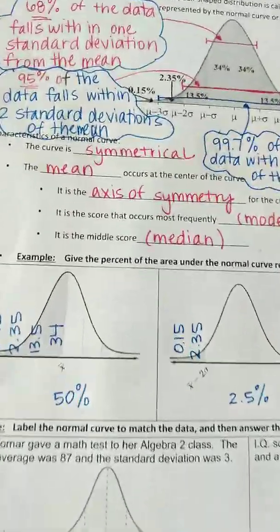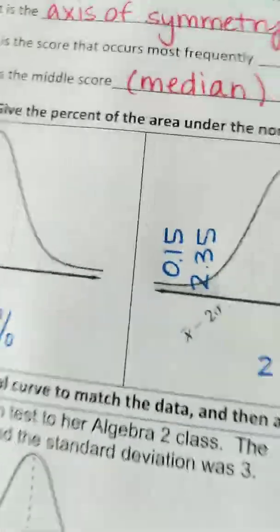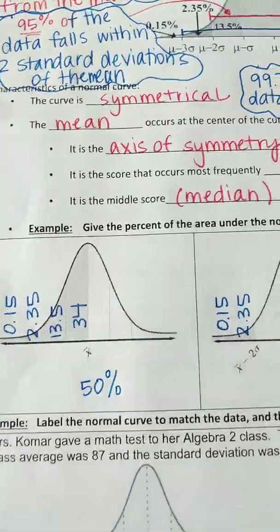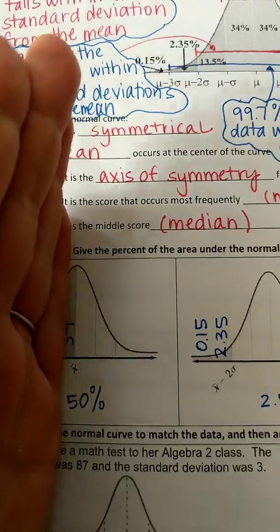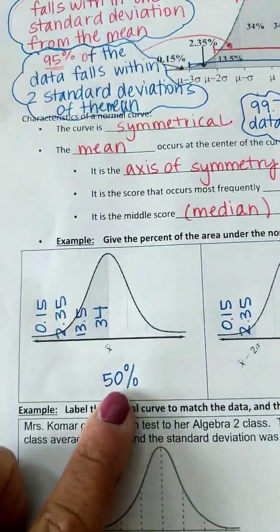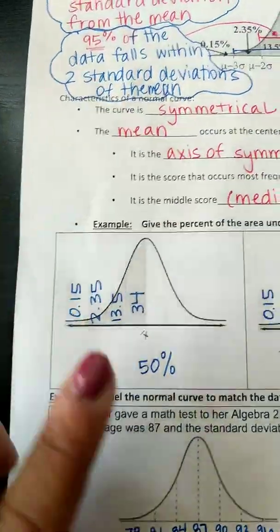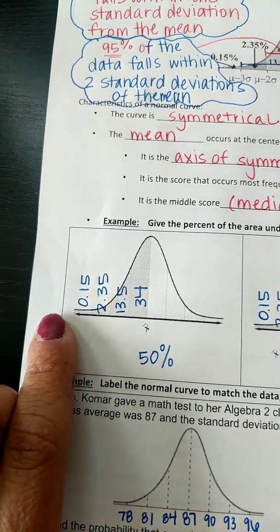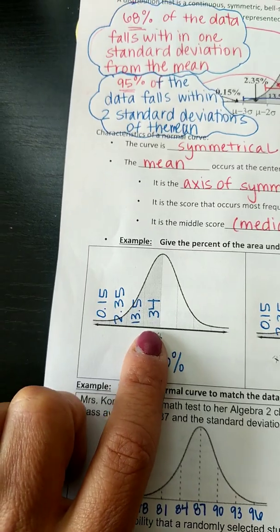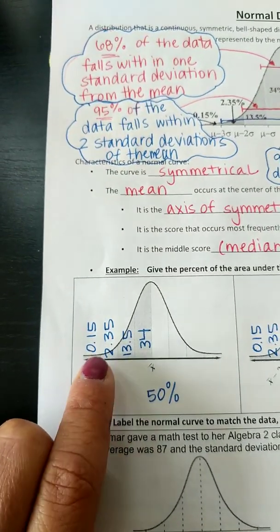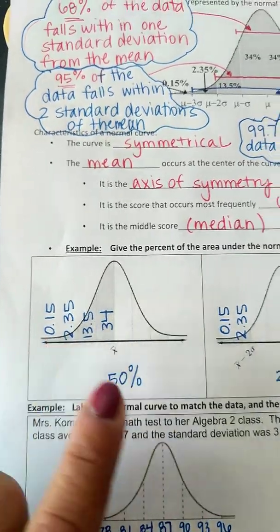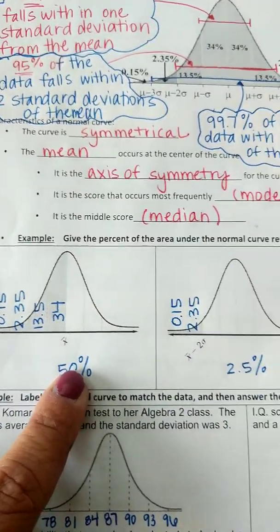So now we're going to look at some examples. It says, give the percent of the area under the normal curve by the shaded region. One way to do this is to say, oh, it's half, so it's going to be 50%. But the other way is I can take those percentages, fill them in, and add them up, because those percentages are going to be the same every time. So the first one to the left of the mean is 34, 13.5, 2.35, 0.15. Eventually you're going to know those by heart. Add them all up, you get 50%.